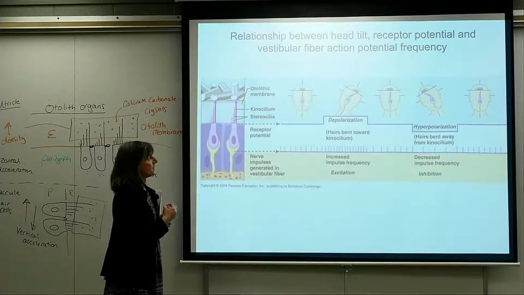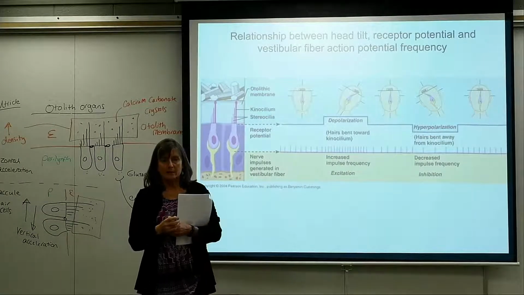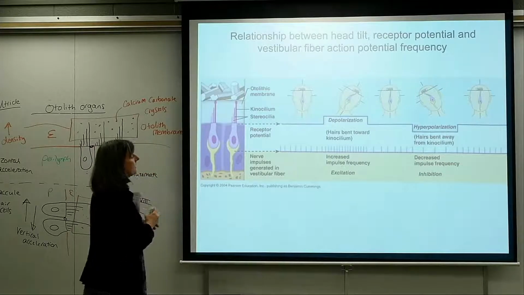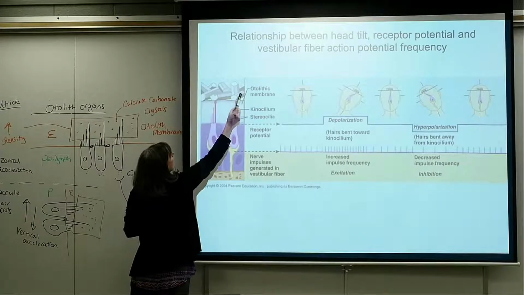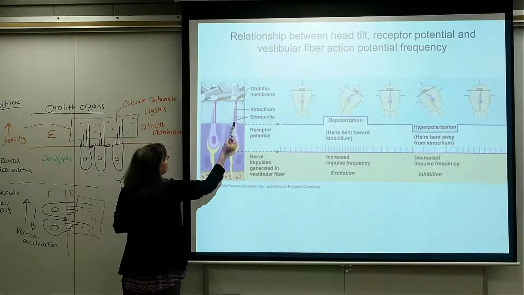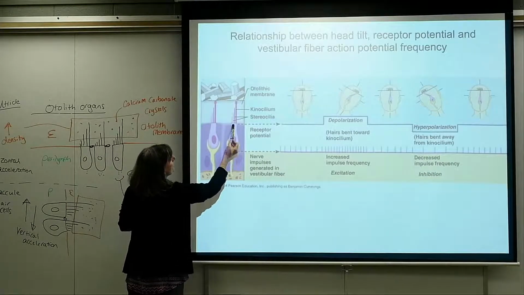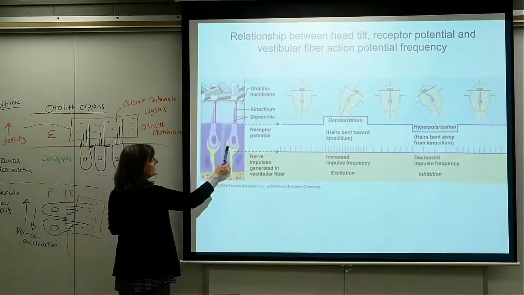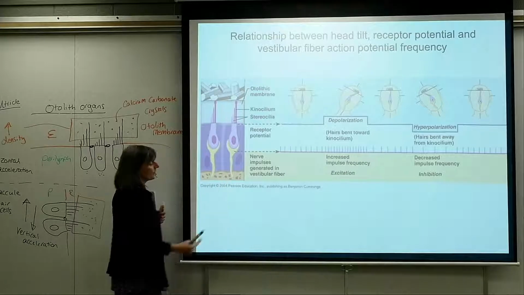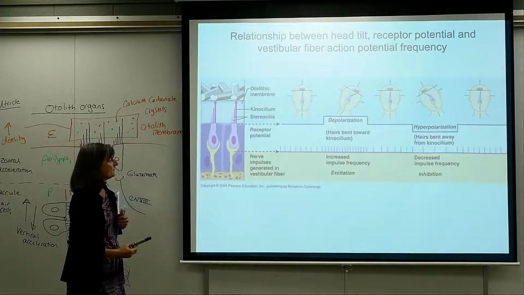So this gives you a summary of how the hair cells and the afferent nerve fibers work together. So here we have our otolith membrane. We have our kinocilium, our hair bundle. Here's our hair cell located in the otolith organ. And then here's one of the fibers from our vestibular cochlear nerve.